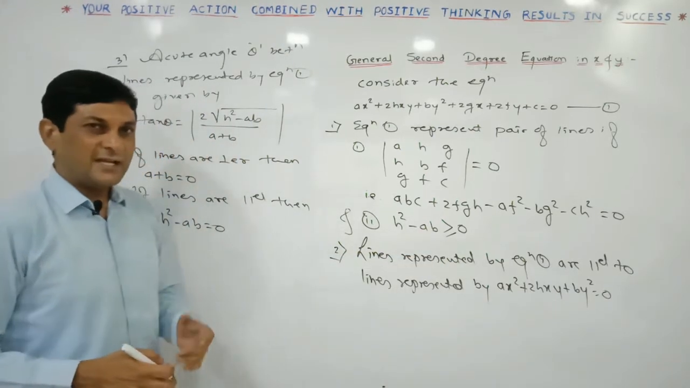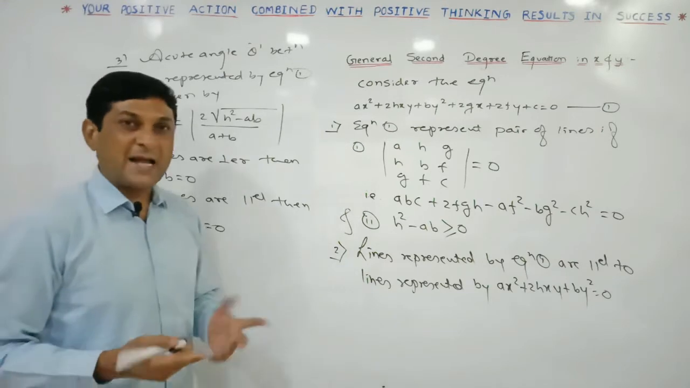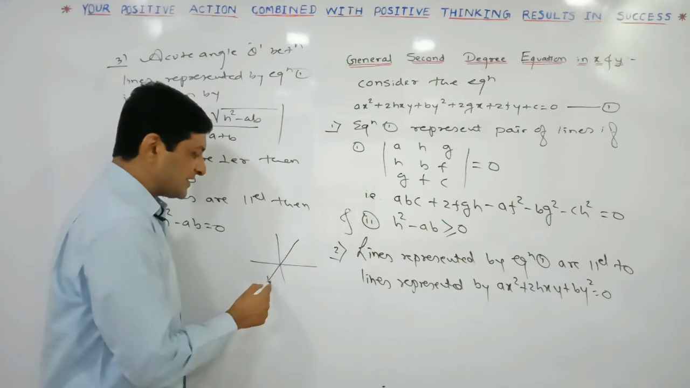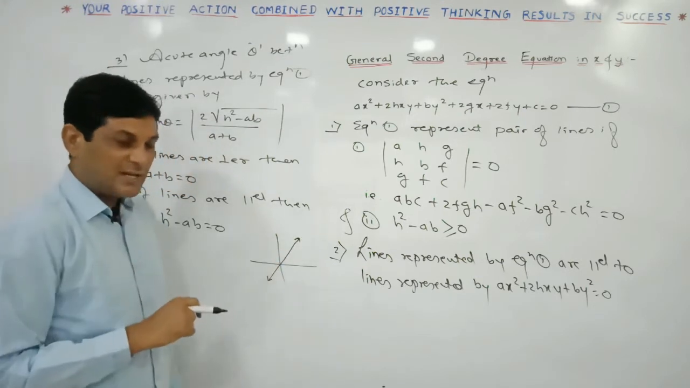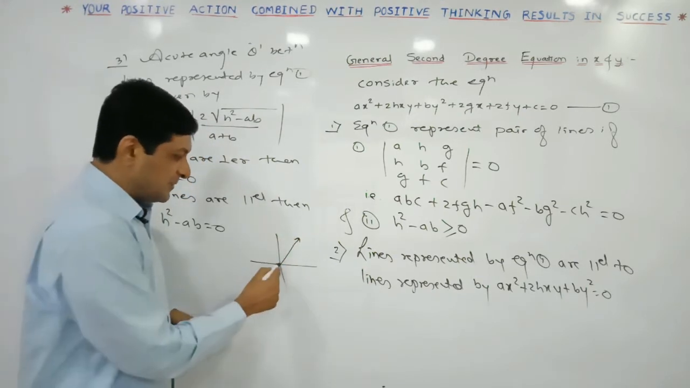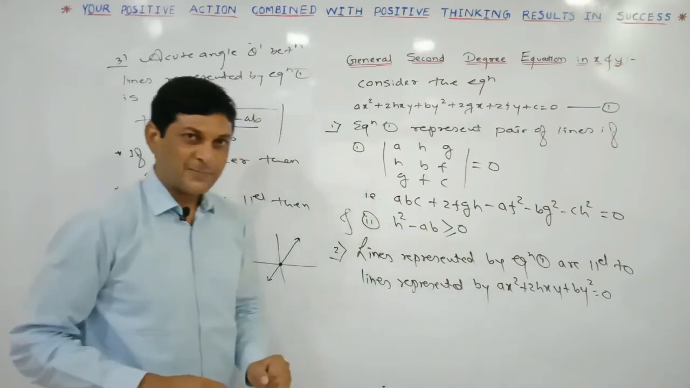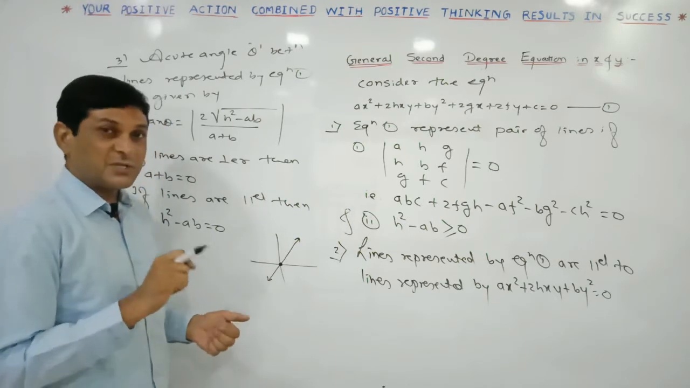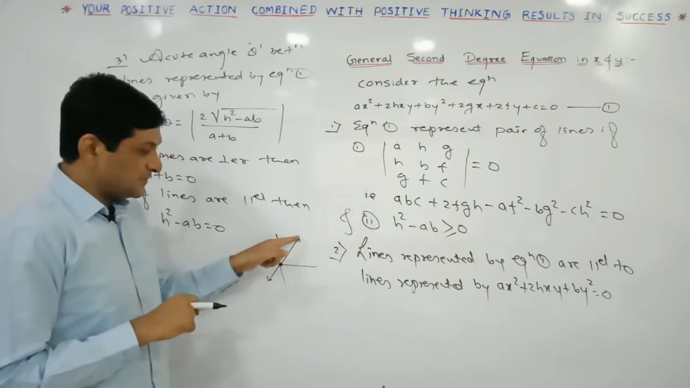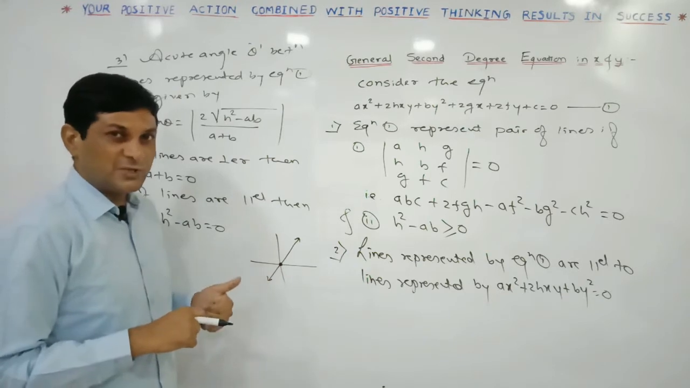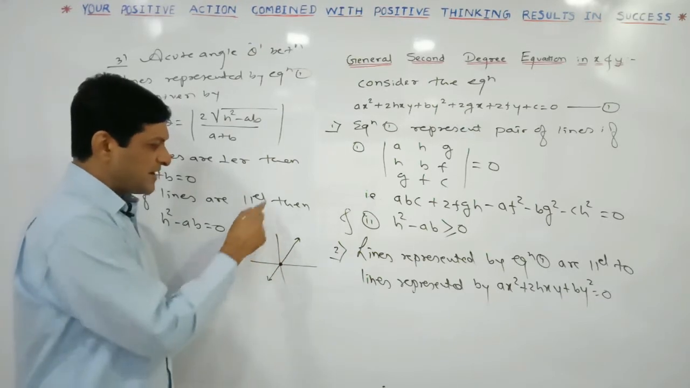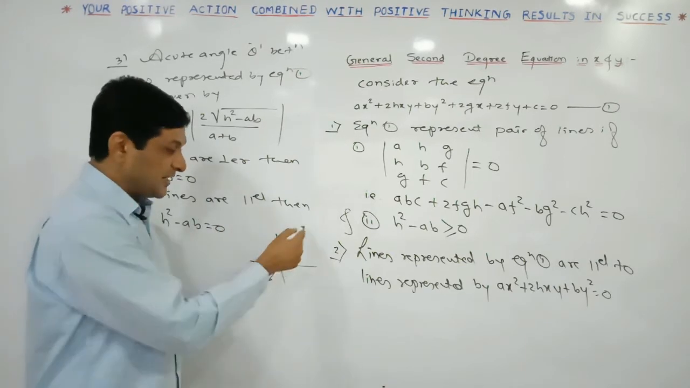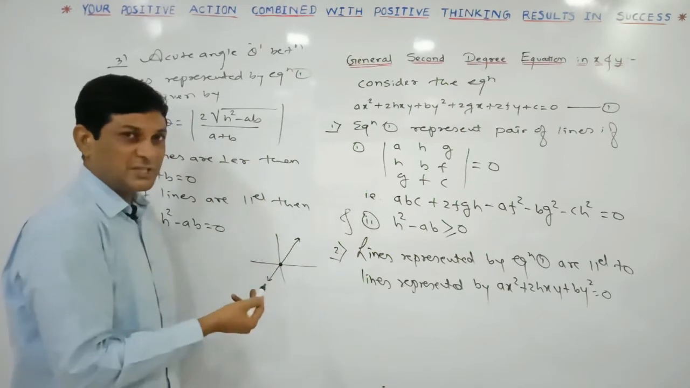This is the condition for lines to be coincident in the case of a homogeneous equation. But a homogeneous equation does not represent parallel lines at all. Why? Because a homogeneous equation always represents a pair of lines passing through the origin. Consider one line which is represented by this homogeneous equation and passing through the origin. And for the second line, let us try to construct another line which is parallel to this line and passing through the origin. Is it possible? We can draw infinitely many lines parallel to this line, but we need a line which is parallel to this line and passing through the origin. It is not possible.